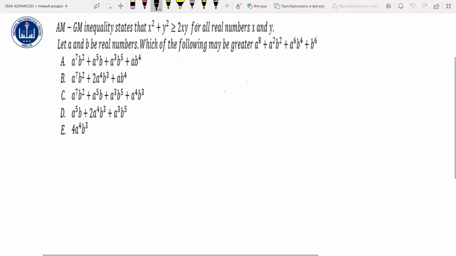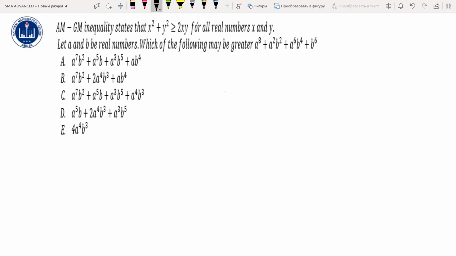So the question goes like this. The AMGM inequality states that x squared plus y squared is at least 2xy for all real numbers x and y. So let A and B be real numbers. Which of the following may be greater than this? So these are the options.